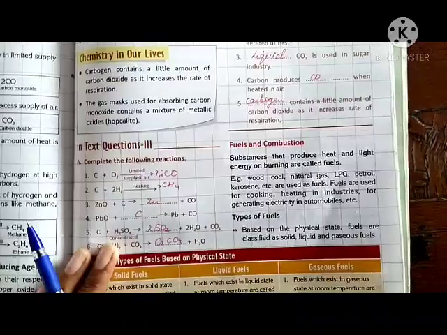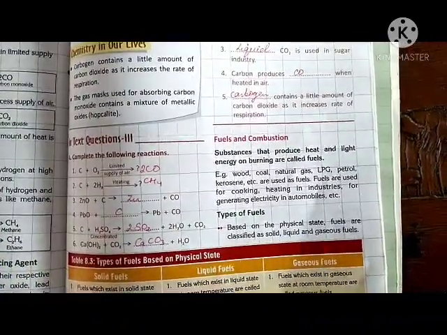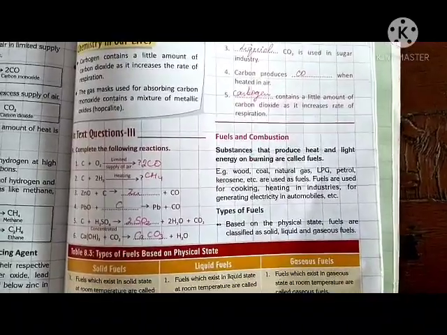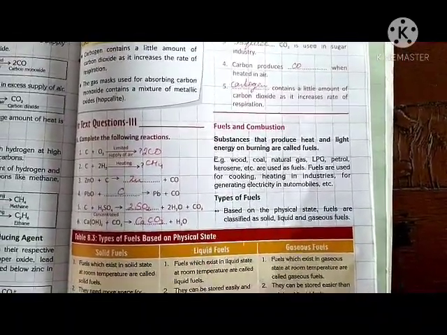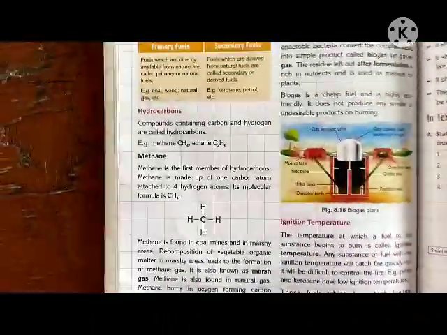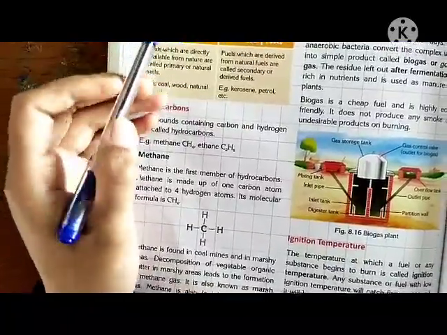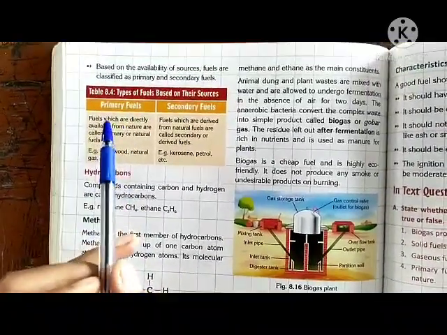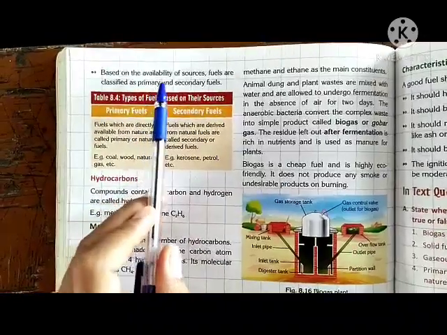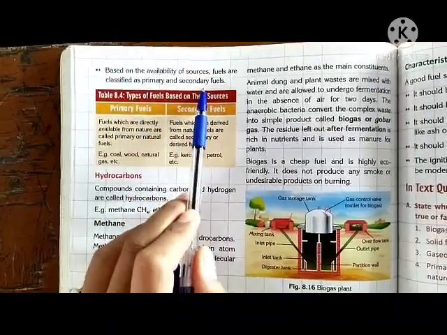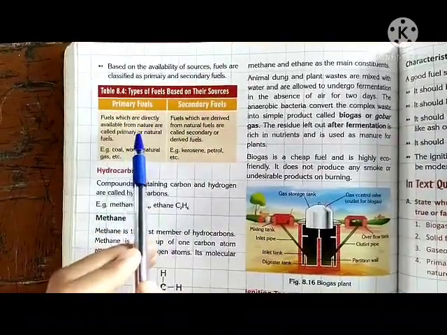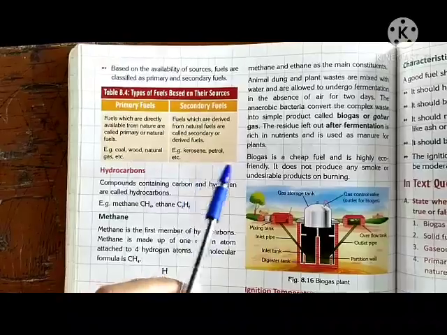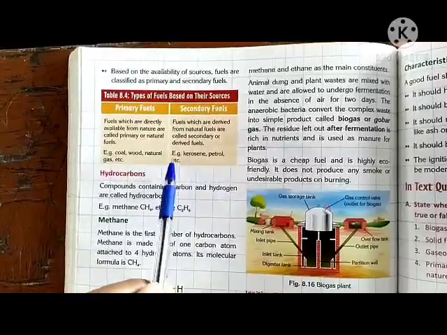Now, how many types of fuels are there? Based on physical state, fuels are classified as solid, liquid and gaseous fuels. Some fuels are solid in nature, some fuels are liquid in nature and some fuels are gaseous in nature. Based on availability of sources, fuels are classified as primary and secondary. Primary fuels are fuels which are directly available from nature, like coal, wood, natural gas, etc. And secondary fuels are those which are derived from the natural fuels, like kerosene, petroleum, etc.